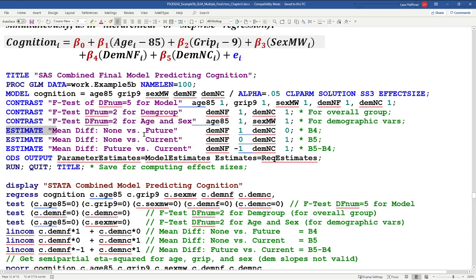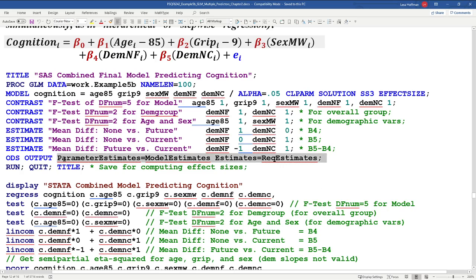I have also estimated all 3 possible dementia group differences. The first 2 are given directly as slopes in the model, so I wouldn't need these, but I've included them here for pedagogical purposes. And the last one is the one that the model does not provide directly. It provides the difference between the non-reference groups as a linear combination of the slopes differentiating them from the reference group. So if I want future versus current, then the slope that separates out the future group gets the -1, and the slope that separates out the current group gets the 1.